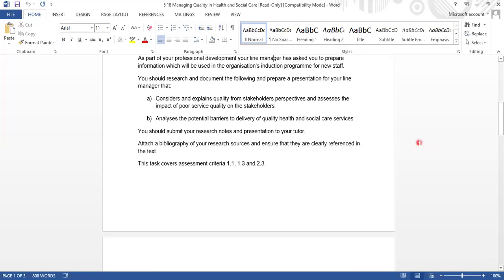What I would recommend is that you have speaker notes at the end, which will give you more depth. You'll have the choice there to explain yourself further. If the bullet points are very precise, as bullet points have to be, you can then make use of the speaker notes. So you're considering and explaining the quality from stakeholders' perspectives. Very good.